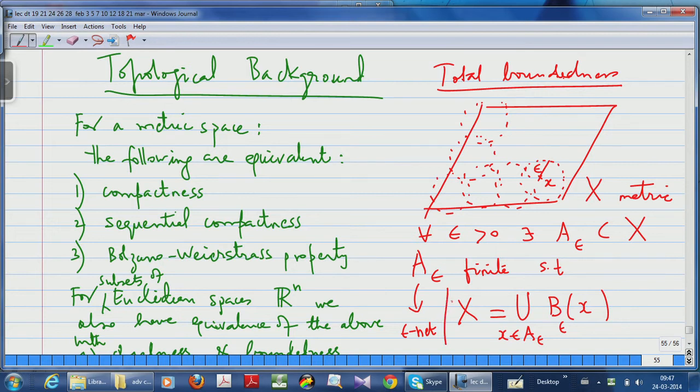And this is the net condition. See, you are saying that no matter how small an epsilon you take, I can make sure to find only finitely many points in X, such that every other point of X is at a distance less than epsilon from at least one of these points. That's what you are saying, right?